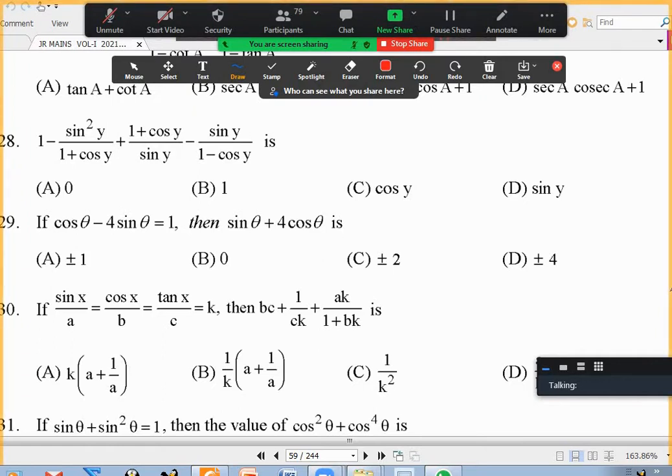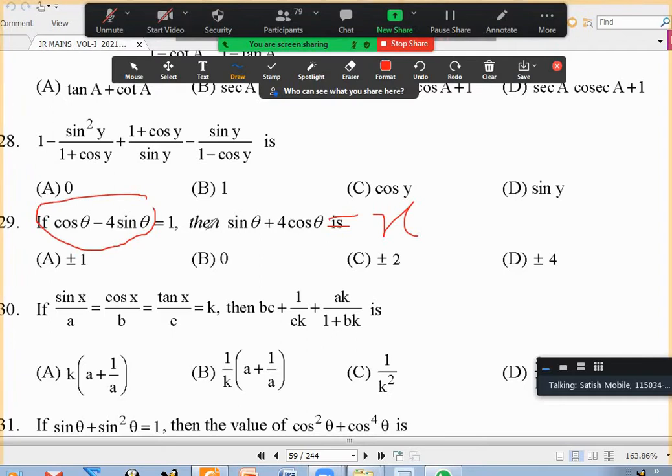Sir, we can take sin theta plus 4 cos theta equal to x, sir. Then cos theta minus 4 sin theta whole square plus sin theta plus 4 cos theta whole square equal to 1 plus x square. Yes, correct. By simplifying it, we will get x value, sir. Yeah, correct. You take the second one equal to x. You are right.